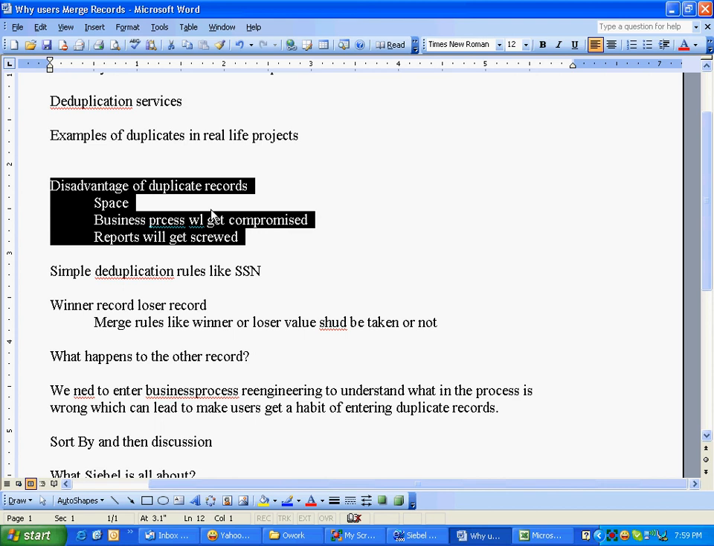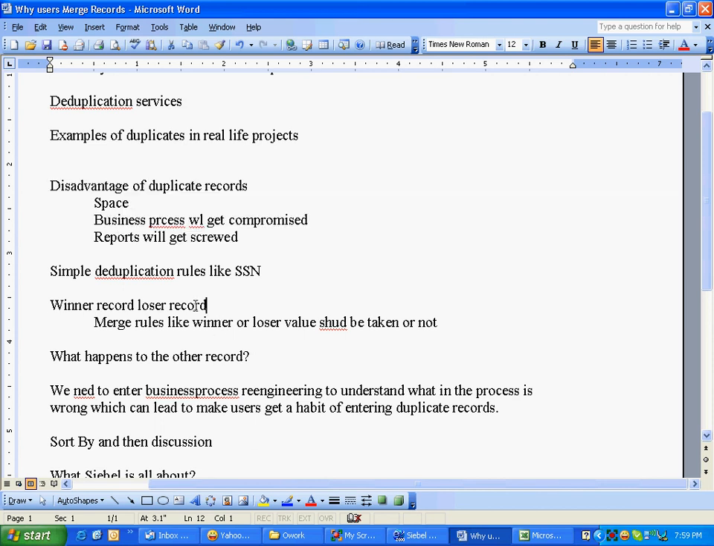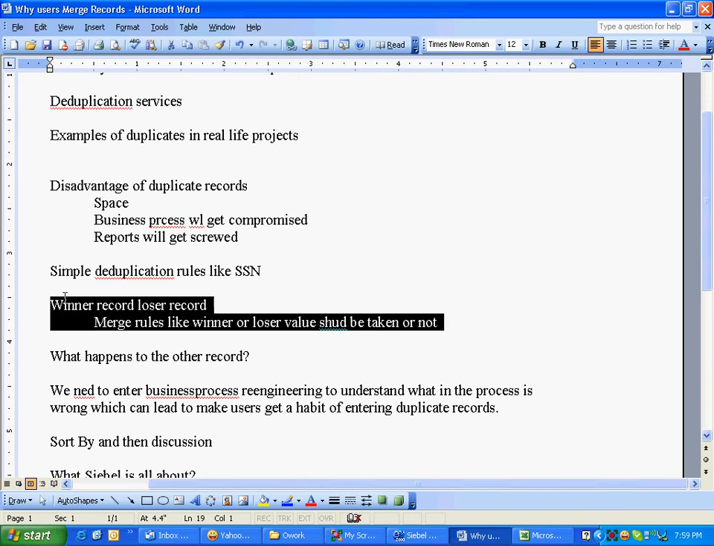Then we talked about a concept called winner record and loser record. Anyway, so these deduplication services are one way. Second is users themselves can do the merge record. That's when the whole discussion started. Why do users need to merge the data? So users need to merge the data whenever there are duplicates and they know that these are duplicates and they want to merge them, right?